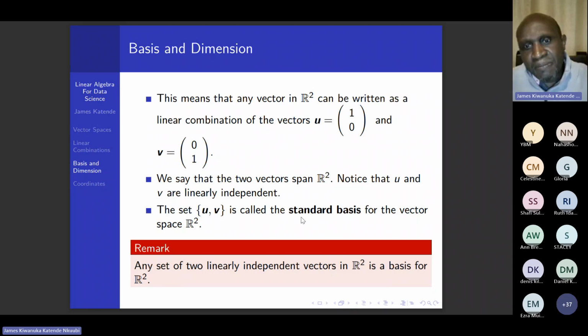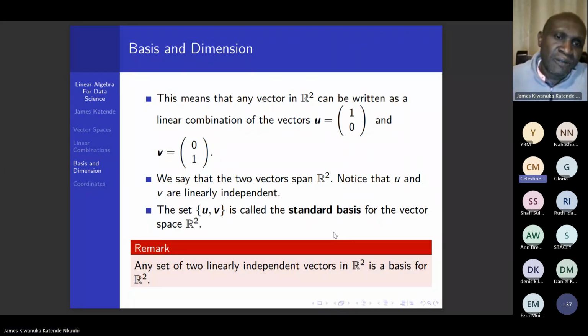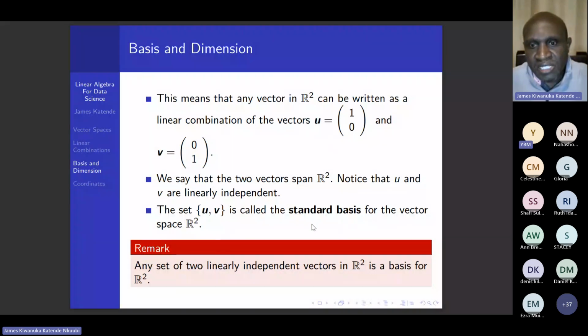So this is the simplest basis you can have. And for this one, it's very easy to construct linear combinations of vectors in R2, because if you have a vector (a, b), you simply multiply a by U and b by V and add them and you get the vector. So this one is the standard basis.